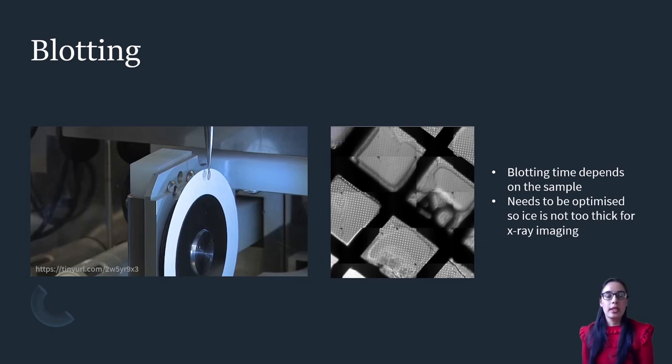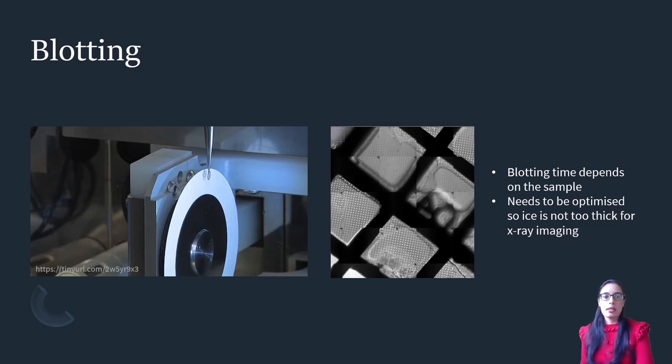The amount of blotting that's needed before plunge freezing is also important. It is sample dependent, but it's important to not have too little blotting, as this would mean that the ice is too thick and this could form ice crystals. And too much blotting may mean that the sample is too thin, so it could be susceptible to radiation damage.